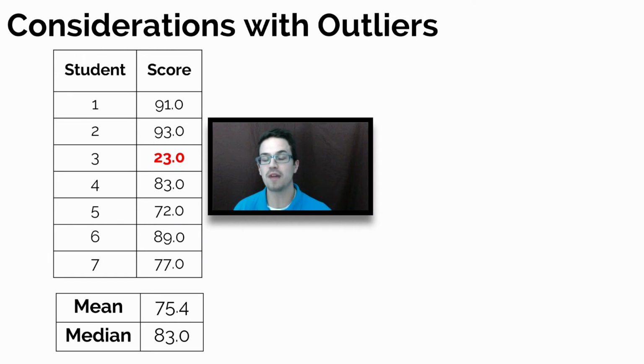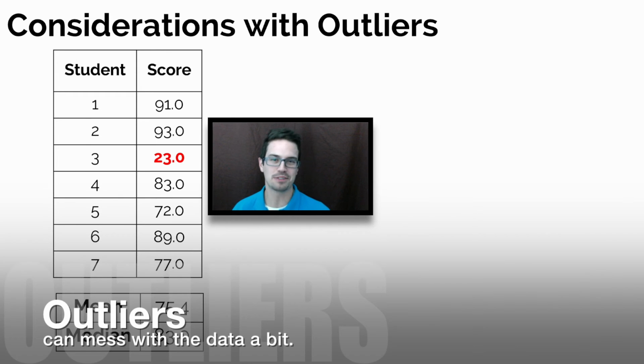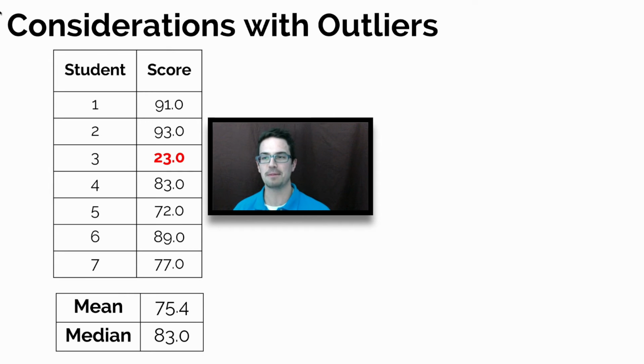Some considerations with outliers are that it messes up your data a little bit. Now, the best way of showing this is through an example. So I have this example right here where it says student, and this is student 1, 2, 3, 4, 5, 6, 7. So these are just 7 different students, and then it's a score on some test or quiz or something else that they took in class. So it's got 91, 93, 23, 83, 72, 89, 77. This 23, I colored it red here, so it stands out a little bit more because it lies way outside the rest of the values right here. Okay, now because of this, it throws off the average.